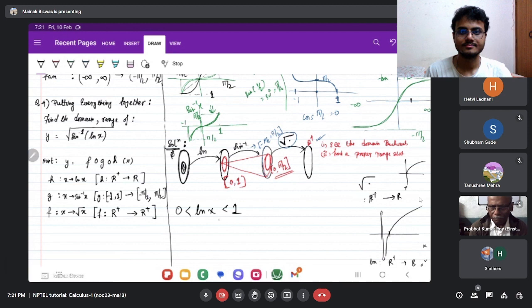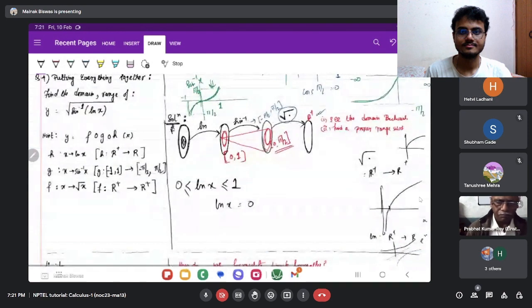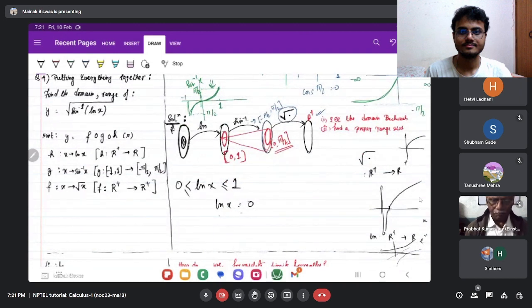So this is the natural logarithm. So 1 to e. Correct. So for log x, since it's an increasing function, you can just plot for two values. Log of x equal to 0 means x is equal to e to the power 0, which is 1. Similarly, log x equal to 1 means x is equal to e to the power 1, which is e. So this becomes 1 to e.